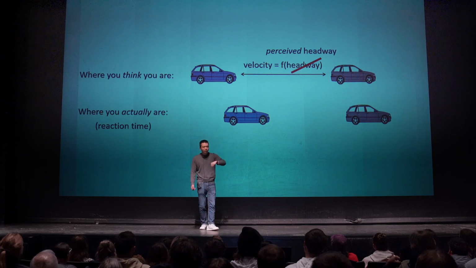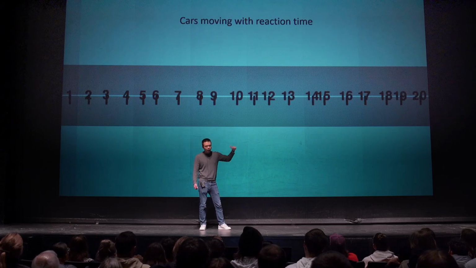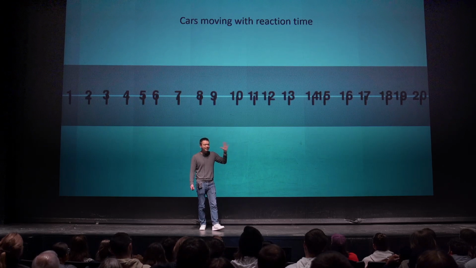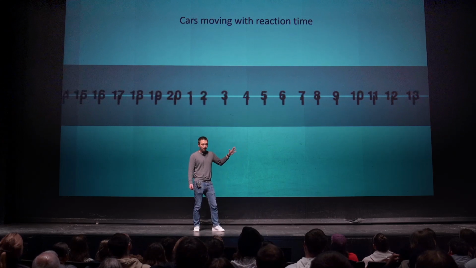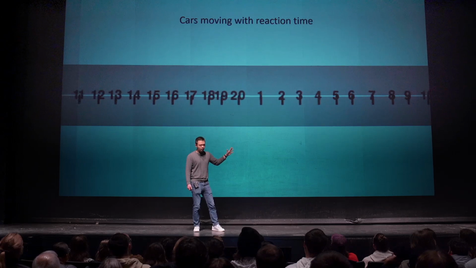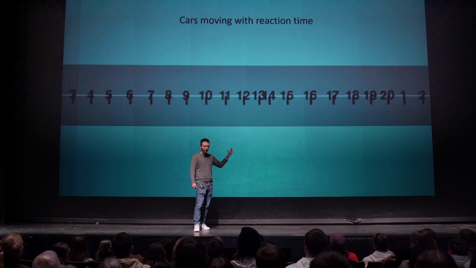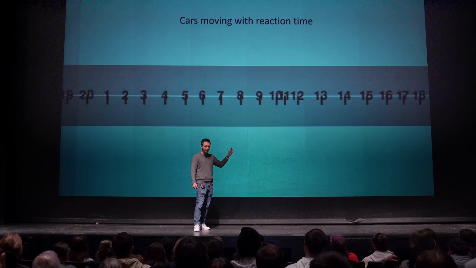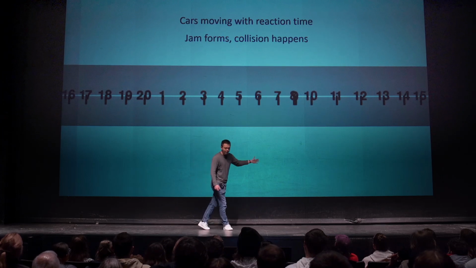So we can put this in our model again and visualize what's going on. Now you're seeing all of the cars start from more or less the same headway. And then over time, you see this kind of wave forms, and the wave propagates. And if you focus on driver number 8 and 9, give it a second, they'll crash. So a jam forms, and a collision happens, because of reaction time. That's pretty bad.